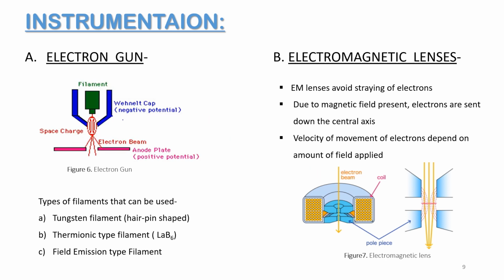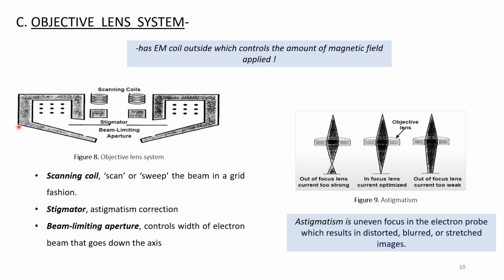As more electromagnetic field is applied, the velocity of the electron, that is the movement of the electron, will speed up as the magnetic field is increased around the electromagnetic lenses. Next, let's come to the objective lens system. The objective lens system has an electromagnetic coil outside it, which controls the amount of magnetic field applied. The objective lens system consists of the scanning coil, the stigmator, and the beam limiting aperture.